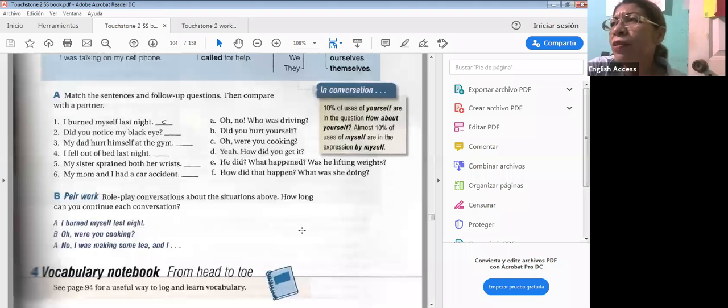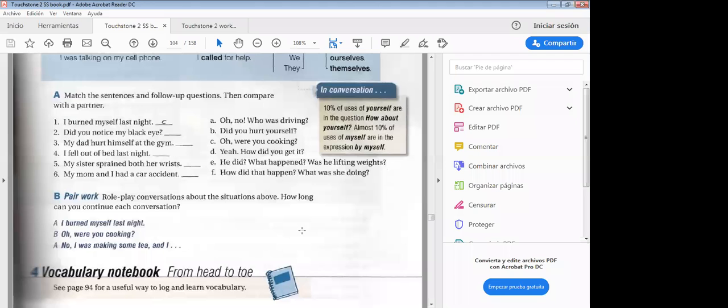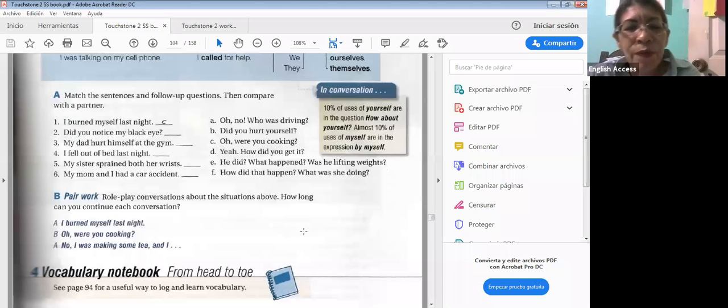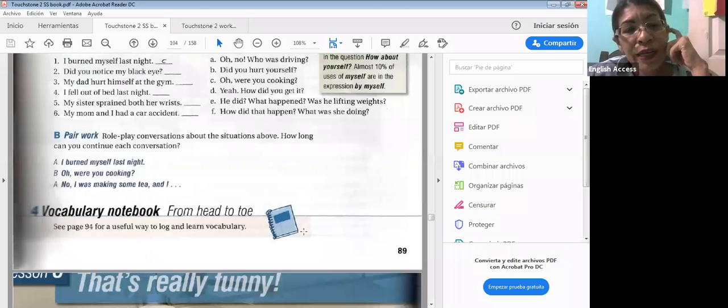Once again, pay attention to the question. The question is in past continuous. Who was driving? So my mom was driving. Yes. Who was driving? My mom was driving. Okay, let's continue with the exercise for the vocabulary notebook. Let's go to page 94.